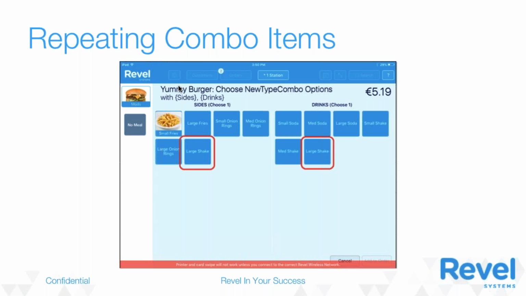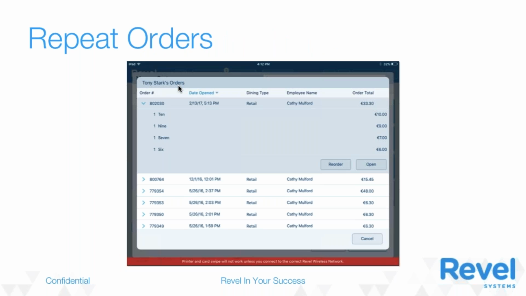We have repeating combo items. So you can now include the same product in separate product sets for combos. So in this case, if you have a burger combo and the customer actually just wants 2 large shakes and none of the other sides, we can choose both of these and add it to the order.